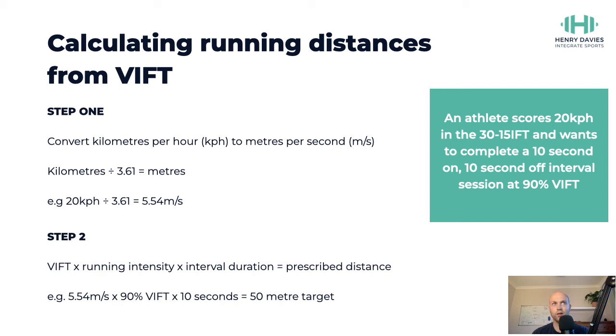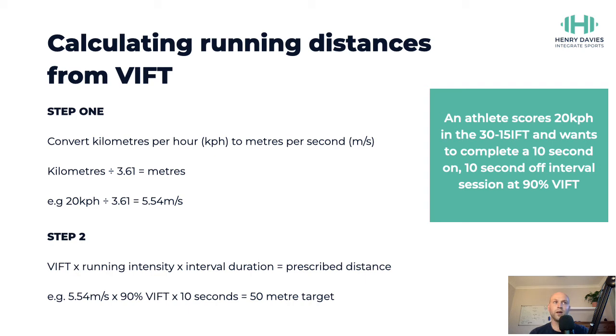Very simply, you take the kilometers and divide by 3.61 to give you meters. So, for example, 20 divided by 3.61 would give you 5.54 meters per second. So if someone scored 20 kilometers per hour in the 30-15 test, this would equate to 5.54 meters per second.